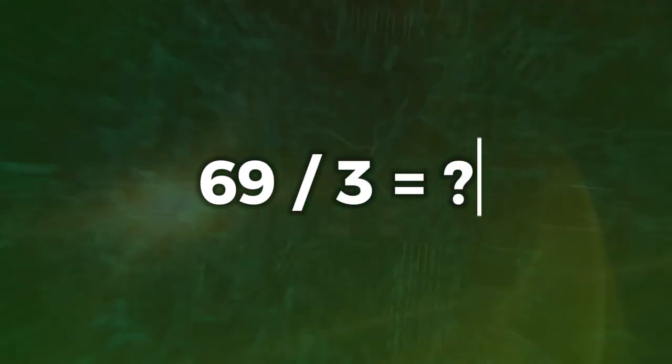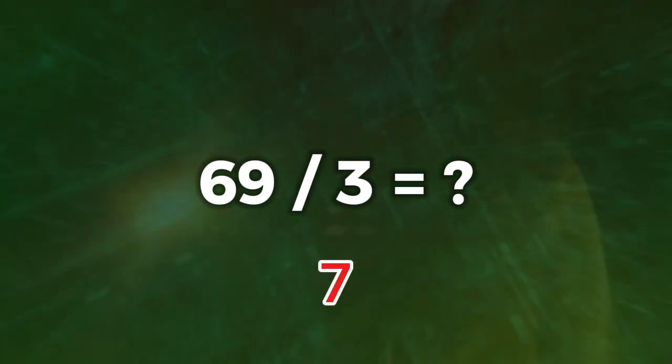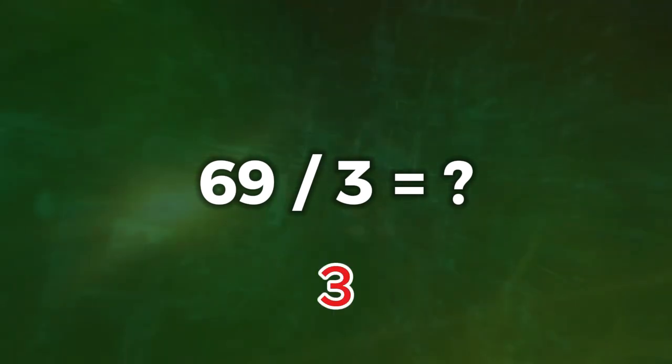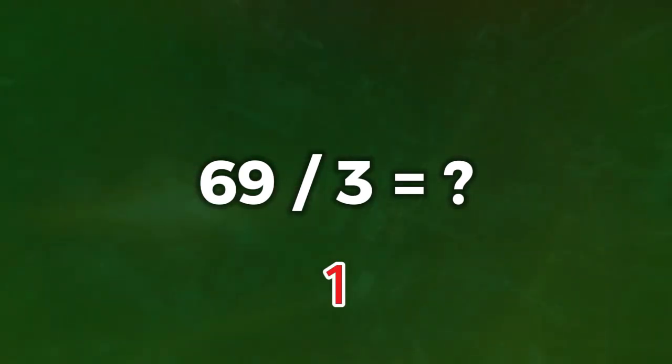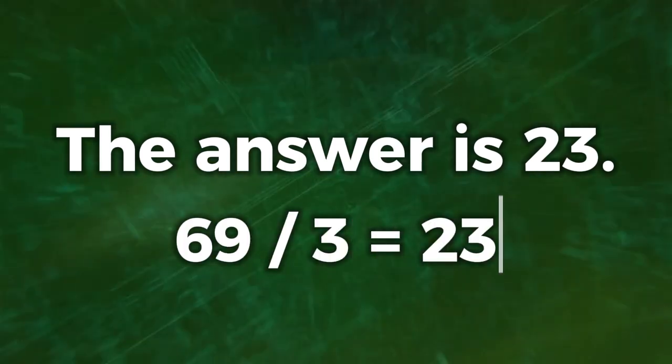Now, for problem number 8. What is 69 divided by 3 equal to? The answer is 23. 69 divided by 3 is equal to 23.